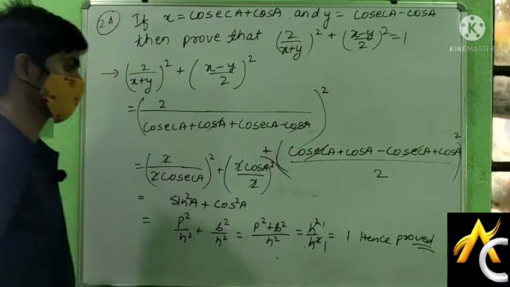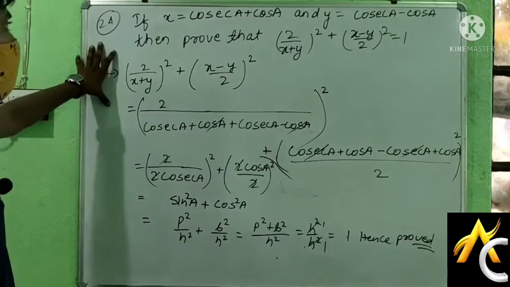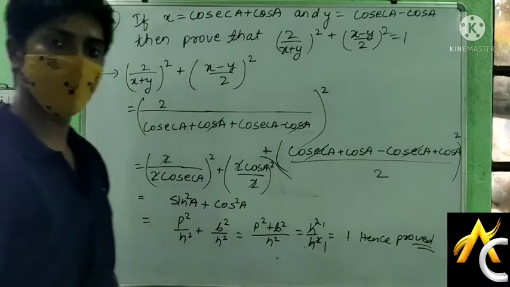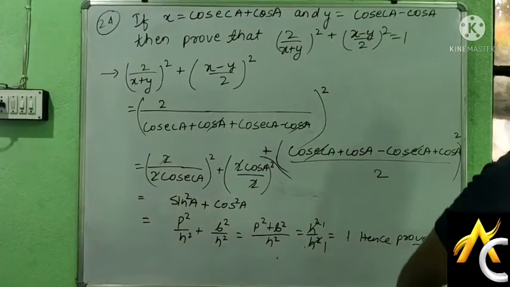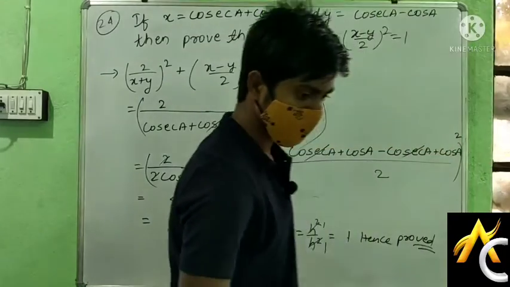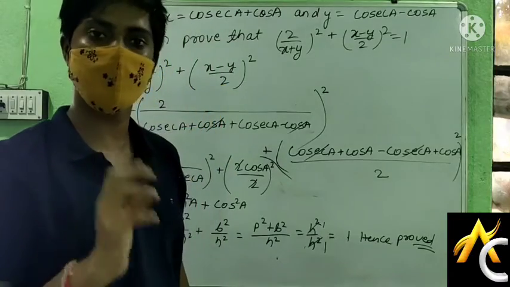Simple. Now question number 25 is similar to question number 24, so we will leave it and move on. Question number 27 is different, so we are going to solve question number 27 as well.